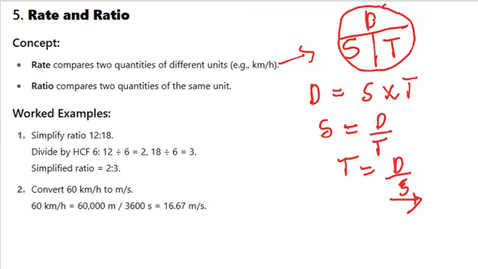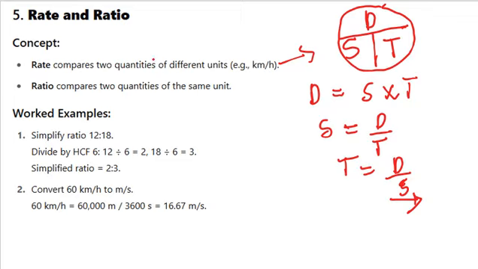Since d is on top, to get it you multiply the two. To get speed, you say d over t. To get time, you say d over s, distance over speed. So these are the general formulas. Whenever you get a question that involves such quantities, maybe they ask you what is the distance if the speed was this over this time, things like that. That's the concept of rate.